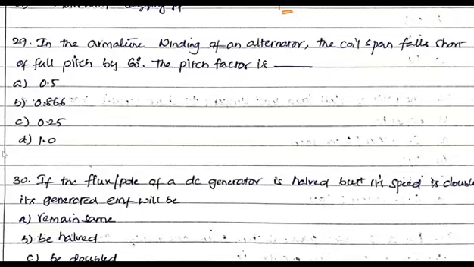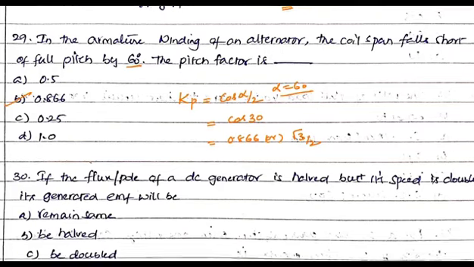The next question: in the armature winding of an alternator, the coil span falls short of full pitch by 60 degrees. The pitch factor Kp is nothing but cos of alpha by 2. Alpha is given as 60 degrees here, so it's nothing but cos 30 degrees. This is nothing but 0.866, or we can also write root 3 by 2. So the answer will be B here. Next one.